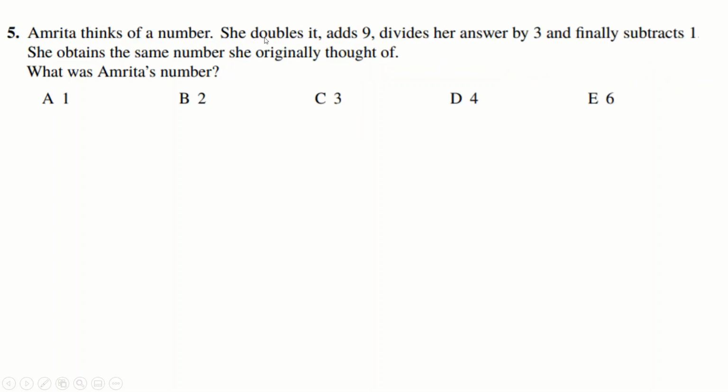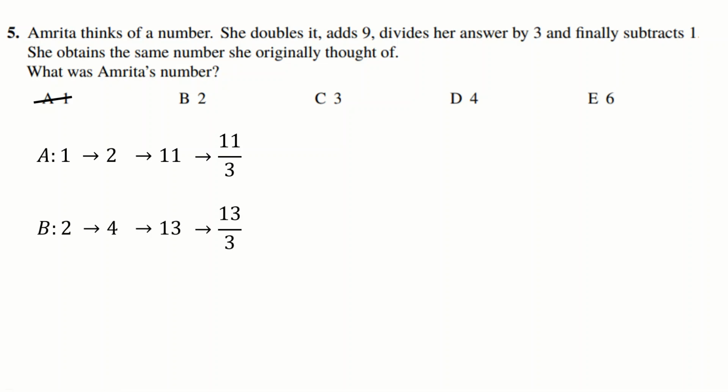Question number 5. So you think of a number, double it, add 9, divide it by 3, and take away 1, and the number is the same as it was originally. So what number could this be? Well, you could do some algebra here, or you could just test them, right? 1 doubles to 2, add 9 for 11, divide by 3. Well, that doesn't work very well. So let's just stop this here. Let's try the next one. So 2 doubles to 4, add 9, divide by 3. Again, that doesn't go very well, so we're going to say it's not that.